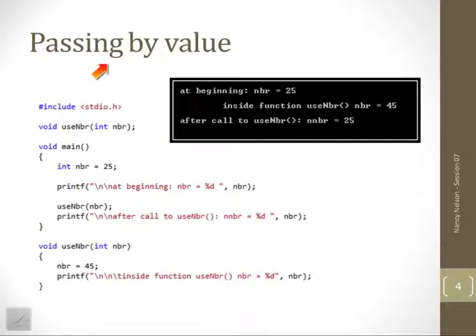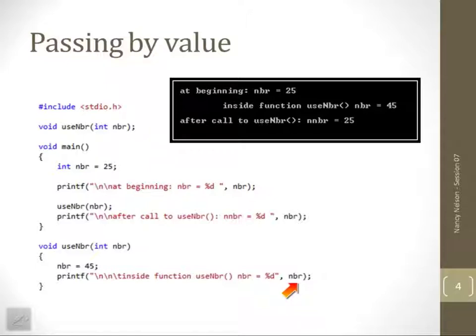So let's quickly review passing by value. This is what we've been doing in the course so far. We have a function called useNumber. Here's the prototype. Here's the function itself down here. We can see that it's expecting an integer, and inside this function, that integer is going to be called number. So here I've assigned number a value of 45, and I print out inside the function useNumber, number is equal to, and then I'm going to print that 45.